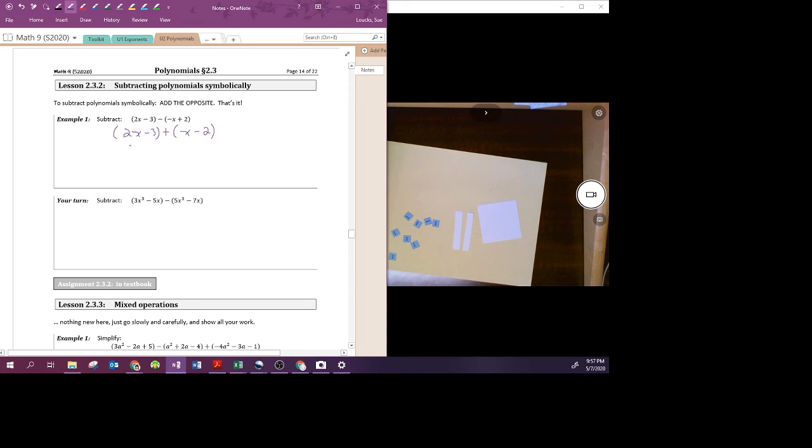All right, now I'm going to drop the brackets. This becomes 2x minus 3 plus x minus 2. And then I can collect my like terms. So I'm going to have 2x plus x minus 3 minus 2, which is 3x minus 5.